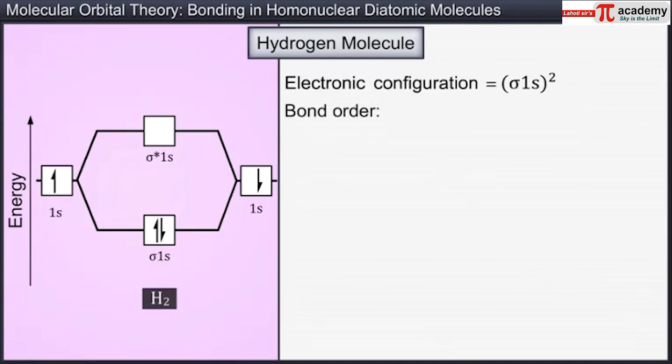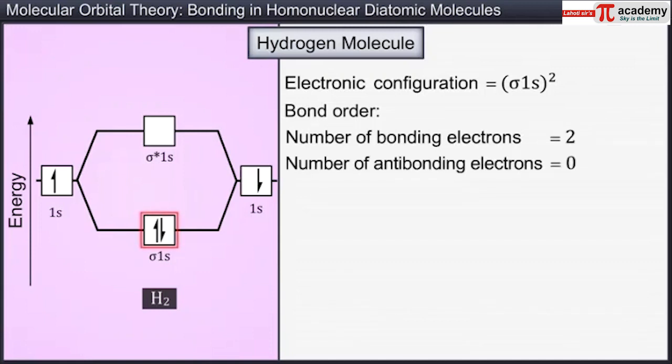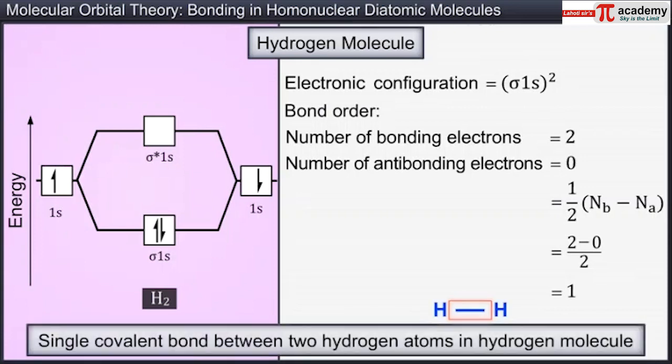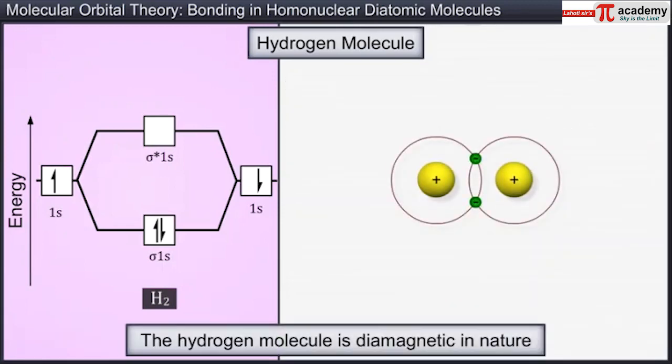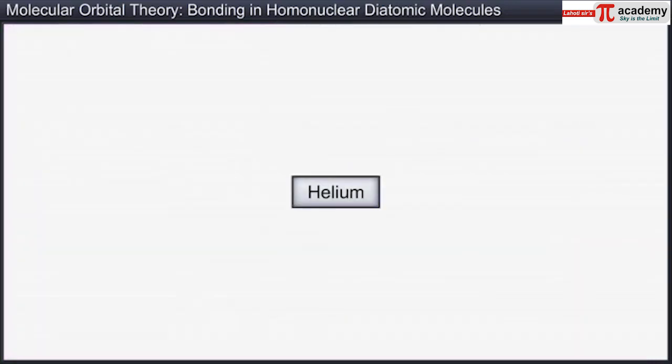Let us calculate the bond order of the hydrogen molecule. As the number of electrons present in the bonding orbital is 2, and as no electrons are present in antibonding orbitals, the bond order is equal to 2 minus 0 divided by 2, which is equal to 1. This shows that there exists a single covalent bond between two hydrogen atoms. The hydrogen molecule is diamagnetic in nature, as no unpaired electrons are present in its molecular orbitals. Now let us discuss the bonding in a helium molecule.